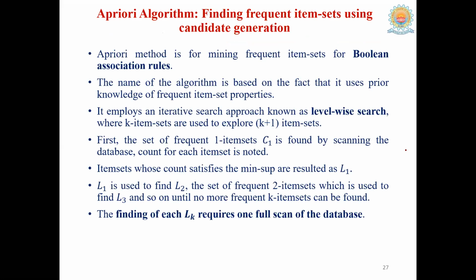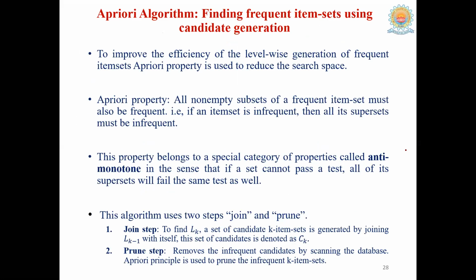Okay, coming to the Apriori method, it is applicable for Boolean association rules only, and it employs a level-wise search approach. The set of frequent one item sets, C1, is found first, and after that from C1 we need to generate L1, and again from L1 we need to generate L2. Like this, it follows a level-wise search approach. And here we have the Apriori property, which is that if an item set is frequent, all its subsets are also frequent, or if an item set is infrequent, all its supersets are infrequent. We have two steps here, the join step and the prune step. Especially in the prune step, we use the Apriori property or principle.